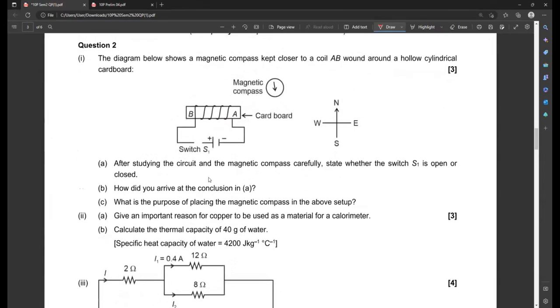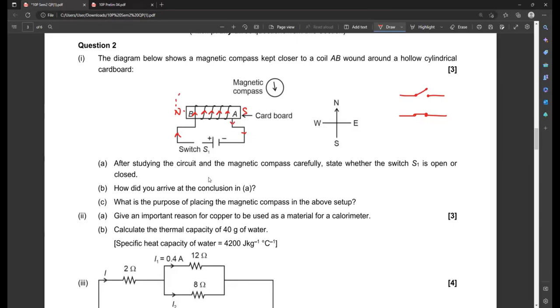The diagram below shows a magnetic compass kept close to coil AB, wire wound around a hollow cardboard cylinder. After studying the circuit and the magnetic compass carefully, state whether the switch S1 is open or closed. So they have left a gap over here. Imagine that if the switch was closed, current would be flowing like this, and according to the rule, this will be north and this will be south.